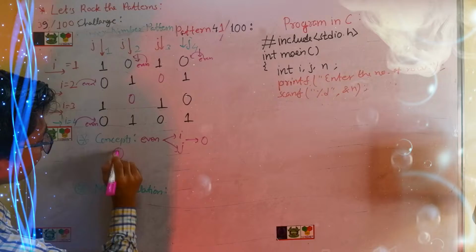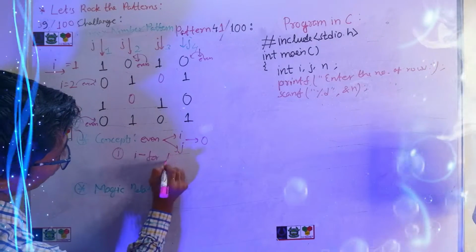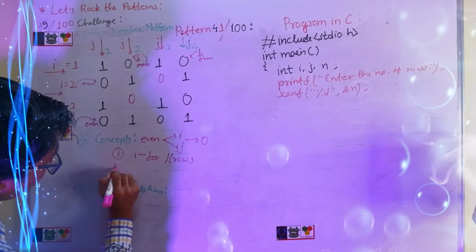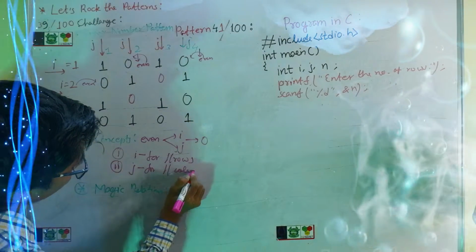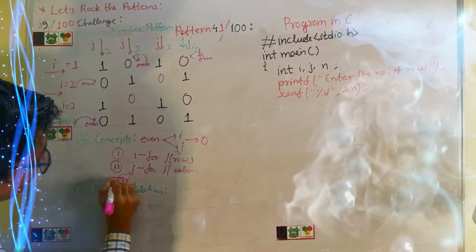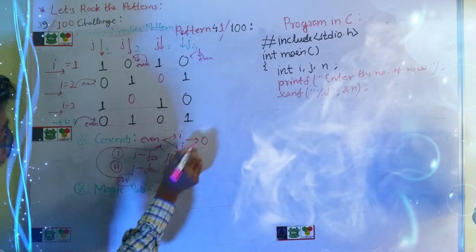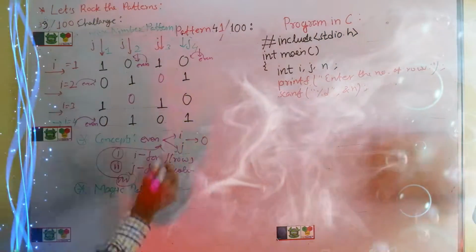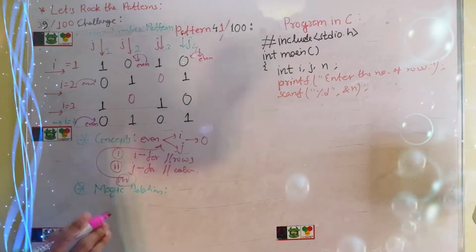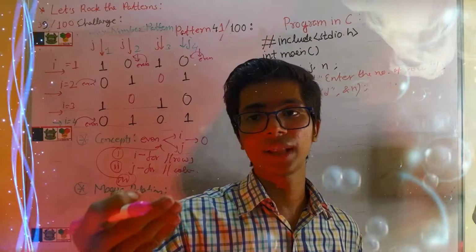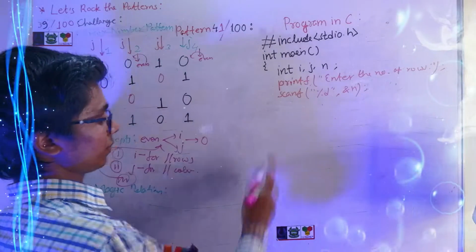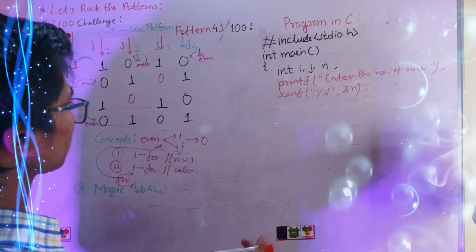So first, the i for loop for rows. Second, the j for loop to print the columns. Third, the special condition of even: when i or j is even, we print 0, and otherwise 1. We can use any condition. If you use 1 as the reference, then you have to give the condition of odd. So let's look at the code.